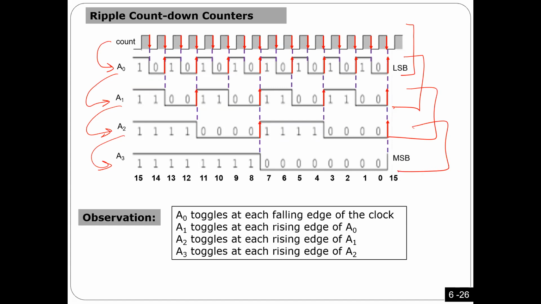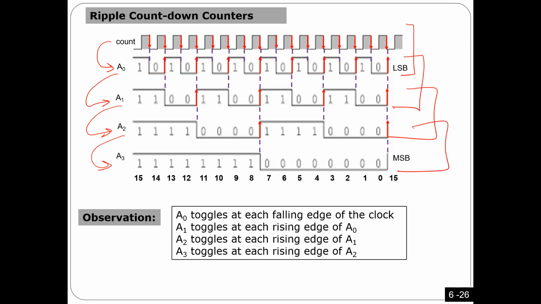You can have an observation. This is the observation that can help me. So look at the observation here. Every time there is a falling edge from the clock, this one has to toggle. Falling edge, toggle, falling edge, toggle, toggle, toggle, toggle. So that means E0, as I'm writing here, should toggle at every falling edge of the clock. This is an observation.